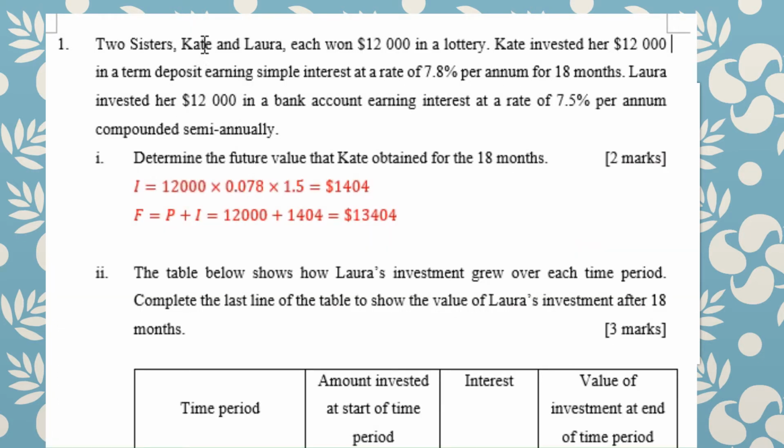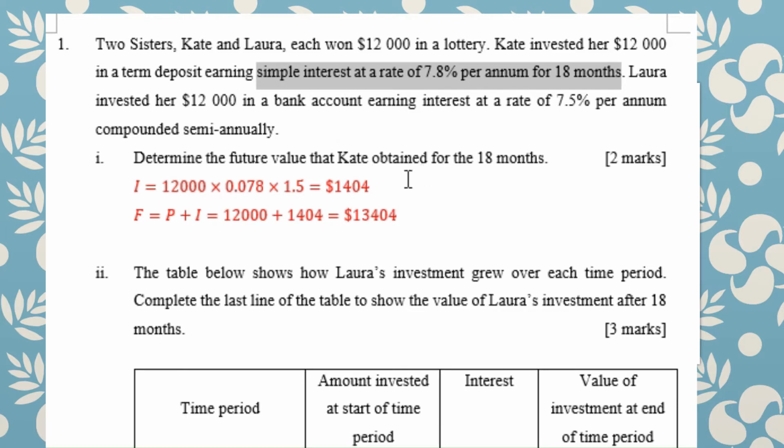So two sisters, Kate and Laura, each won 12,000 in a lottery. Okay, so 12,000 is your principal. Kate invested her 12,000 earning simple interest, which is I = PRT, at 7.8% per year for 18 months. 18 months, in other words, is 1.5 years. Laura invested her 12,000 in a bank account, earning 7.5% compounded semi-annually.